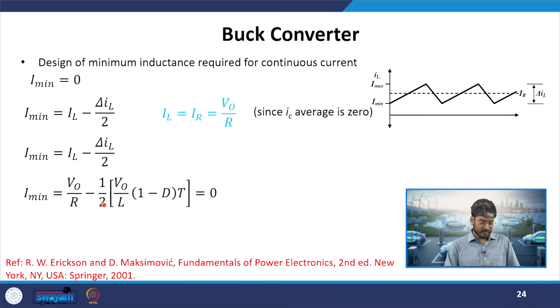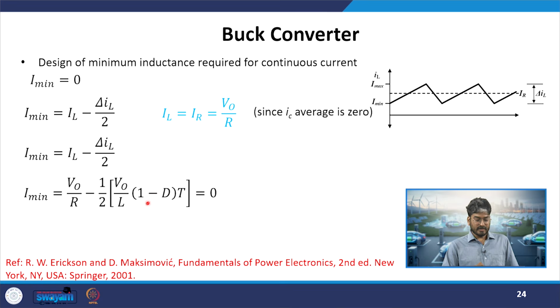So, here what will be delta IL by 2? We have found out the delta IL value in the last few slides. That is, we have found out the variation in inductor current when the switch was on, as well as we have determined the delta IL value when the switch was off.